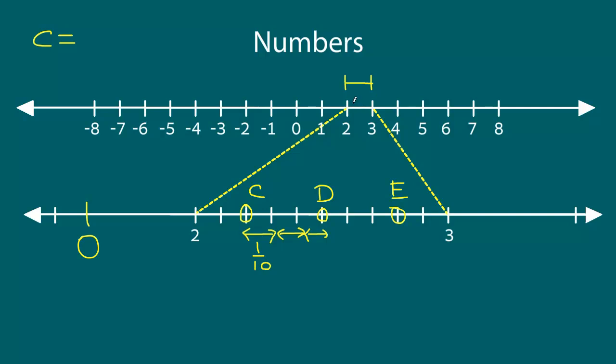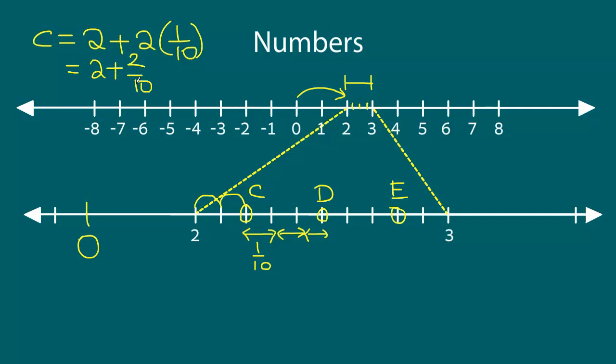And our C, D, and E are somewhere in between here, right? So first we have to go from 0 to 2. And then we have to find out how far away they are from 2, correct? So from 0, we have to get to 2 first. Plus, now how far away from 2? Point C is 2 parts away, and each part is 1 by 10. So we have 2 plus 2 over 10. So this will be 22 over 10.